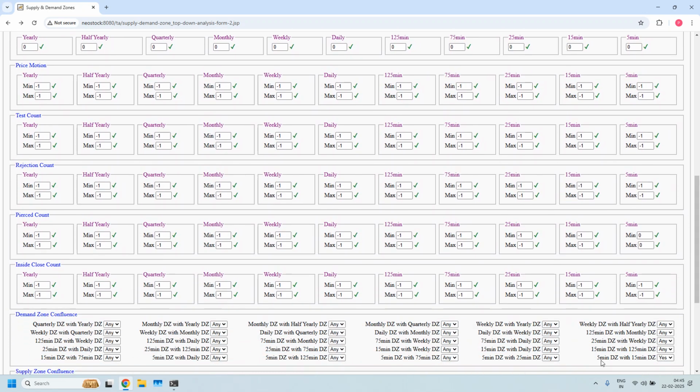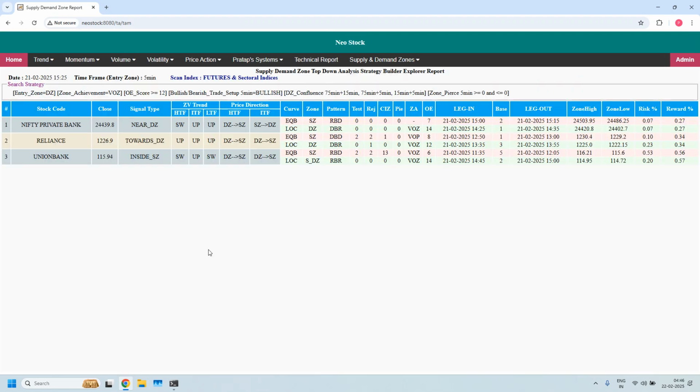In the demand zone confluence, 3 filters we have to set. First filter is already enabled, 5 minutes with 15 minutes zone confluence. Next, 5 minutes demand zone with 75 minutes demand zone confluence. 15 minutes demand zone with 75 minutes demand zone confluence. With all the 3 filters enabled, we got 3 stocks. In these 3 stocks, these 5 minutes demand zones are overlapped with 15 minutes demand zones, both together again overlapped with 75 minutes demand zone. That means these 5 minutes demand zones are fine-tuned demand zones inside the 75 minutes demand zone.